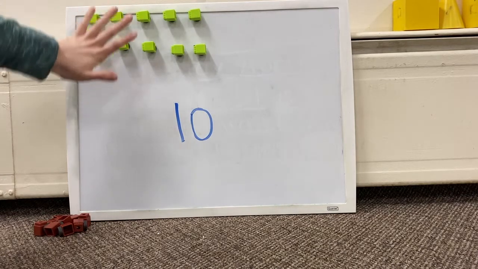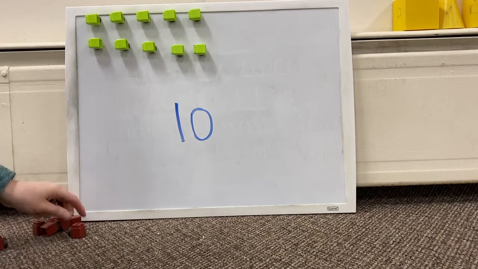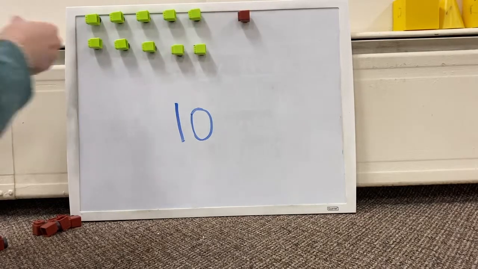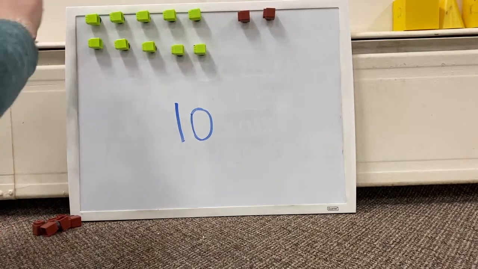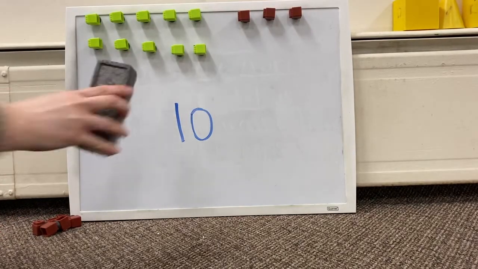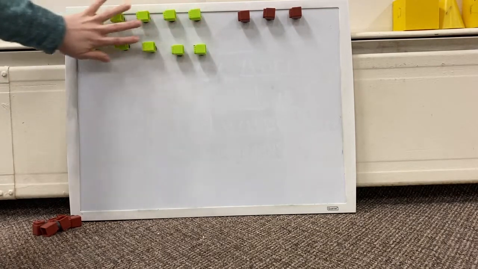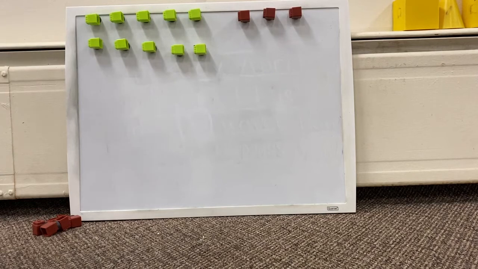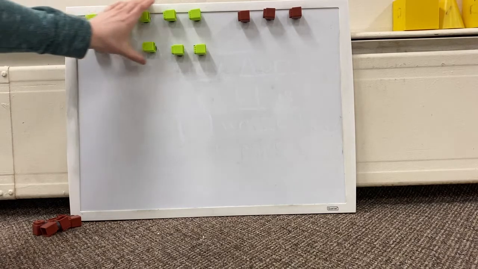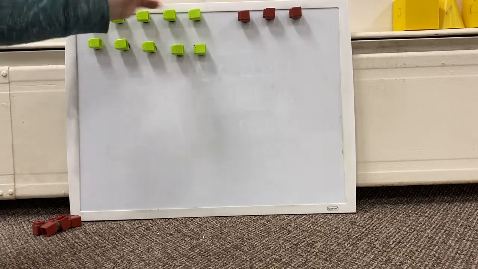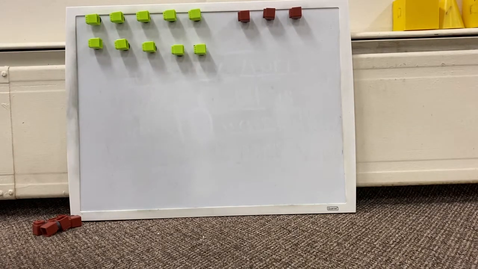So I have 10, I'm going to add some extra ones, okay? I'm going to add 1, 2, 3 more, okay? So let's figure out what number I have now, okay? I have a group of 10 and 3 extra ones, okay? One way I can figure this out is by counting on. I don't have to count these because I already know it's 10, so I can start at the number 10 and count on. Let's try that together.